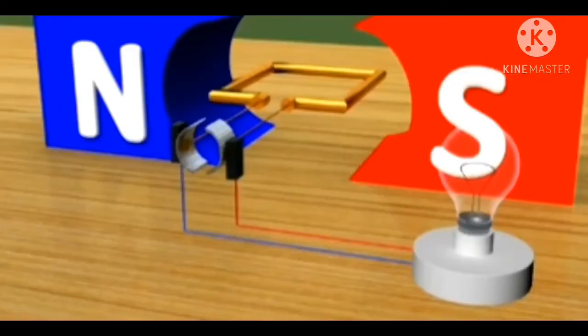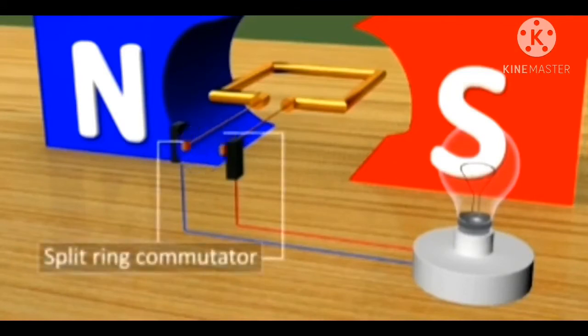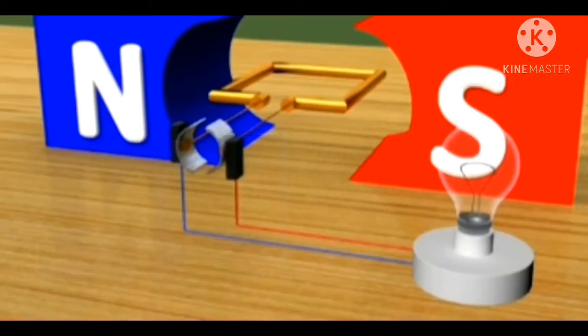Let us see. This is the magnet, north pole, south pole, armature, rectangular coil. These are the half slip rings, also called the commutator. And copper wire.